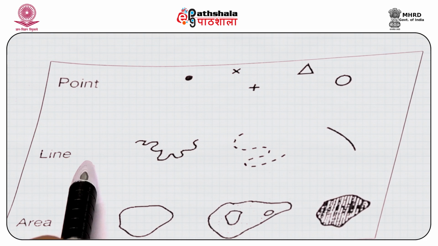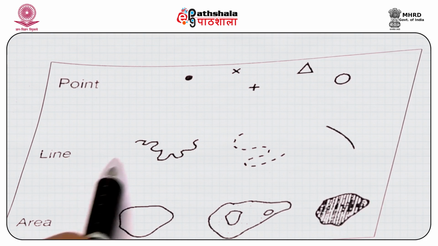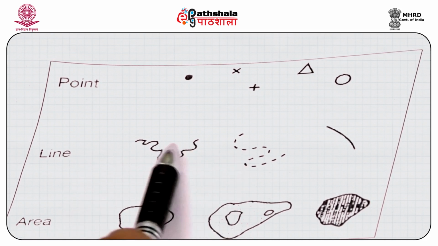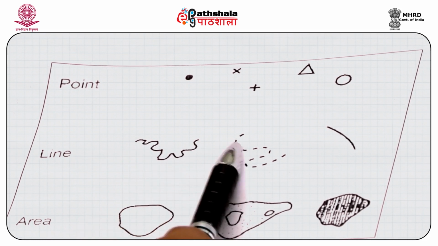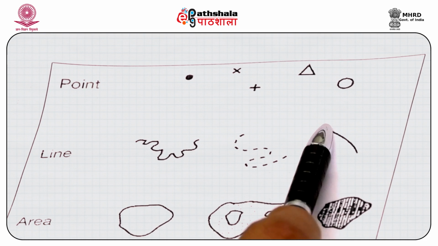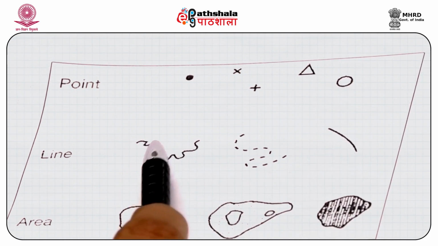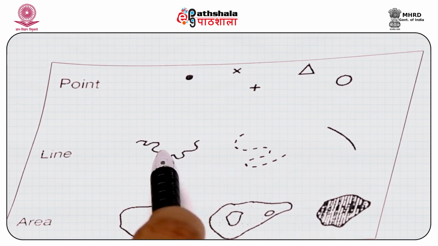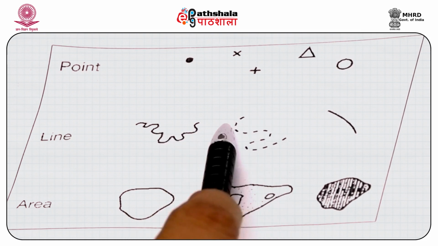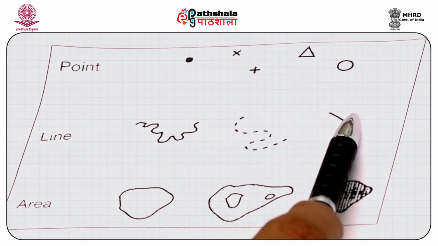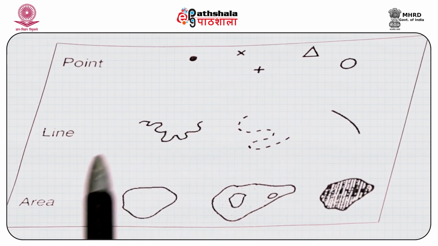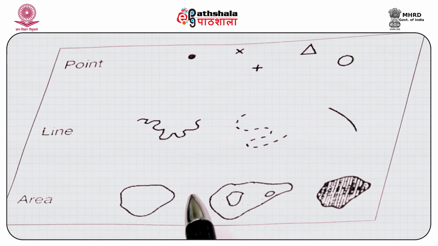Now, if you see the second, there are three representations of line. One is a zigzag line, second is a broken line, and the third is a straight line. So, this may be a river which is moving zigzag, this could be a road, a broken line, this could be another road which is going straight, metalled and unmetalled road. So, this separates one from another.